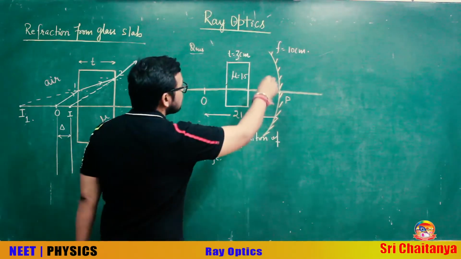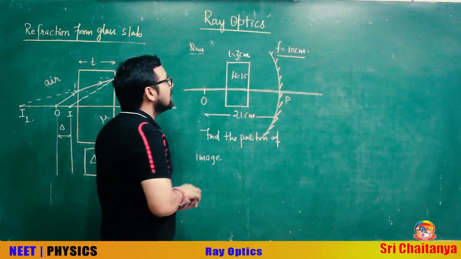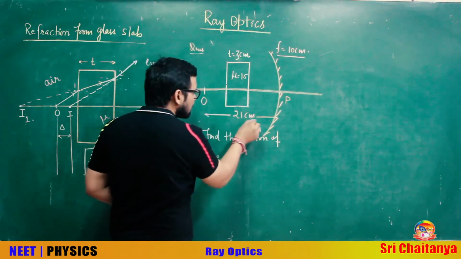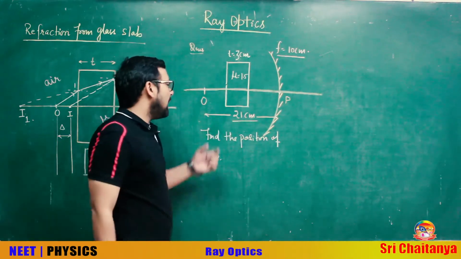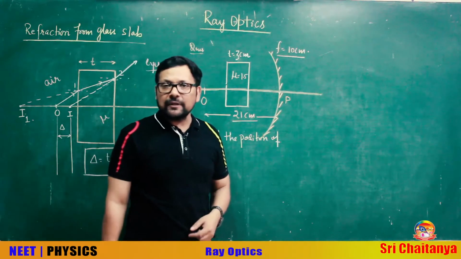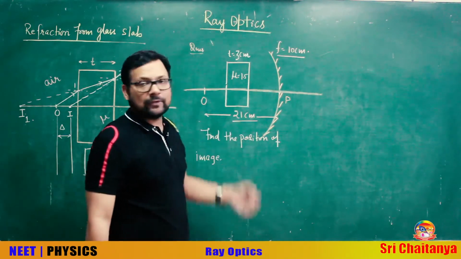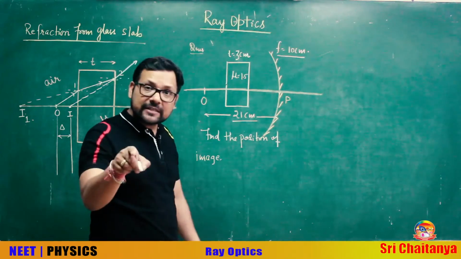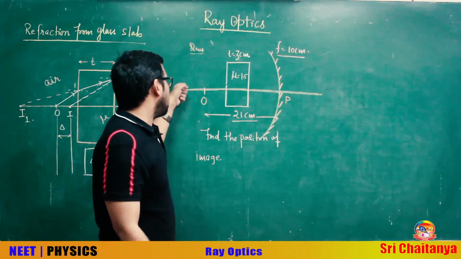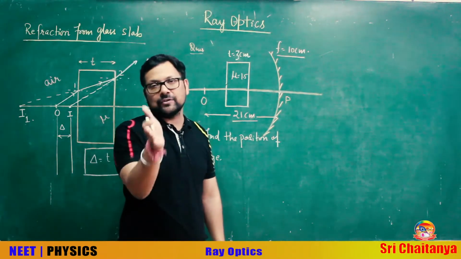See, this is the concave mirror with the focal length given. There is an object at a distance of 21 centimeter, and you can see a glass slab in between. So what kind of optical instrument is the glass slab? The shifting device. So what will it do? It will shift towards the denser one. This is air, this is the glass slab, so this object will apparently shift towards the right.